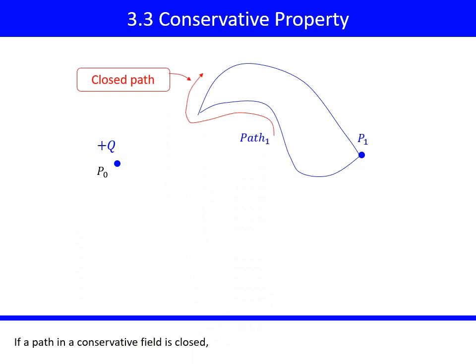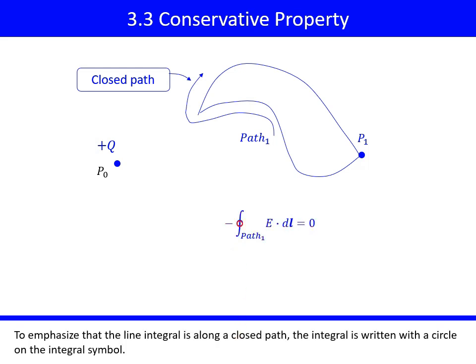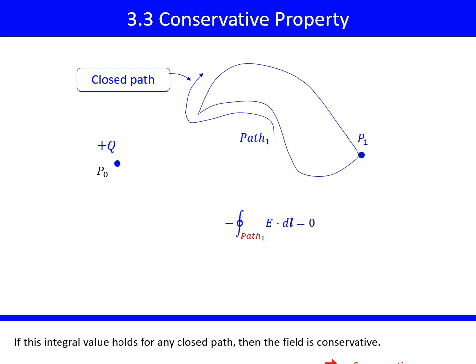If a path in a conservative field is closed, then the line integral becomes 0. To emphasize that the line integral is along a closed path, the integral is written with a circle on the integral symbol. If this integral value holds for any closed path, then the field is conservative.